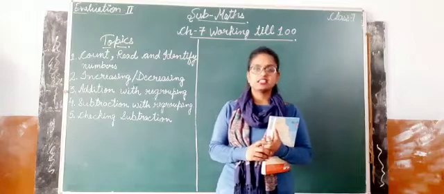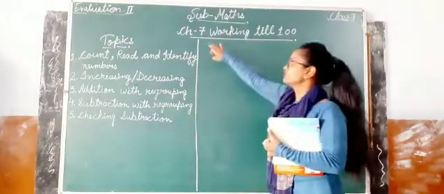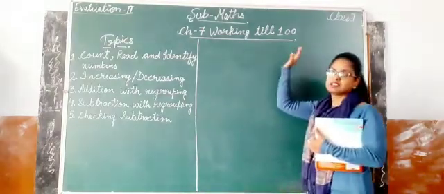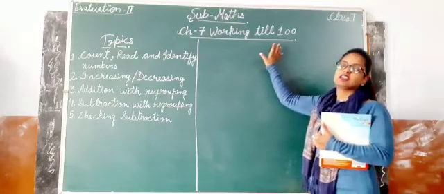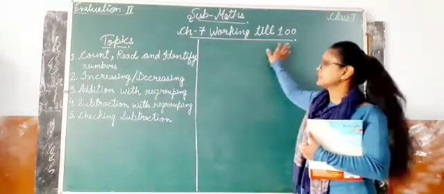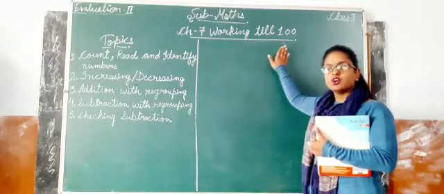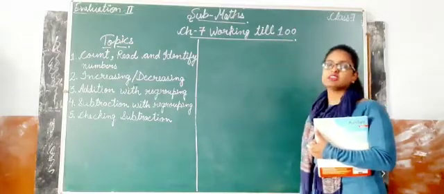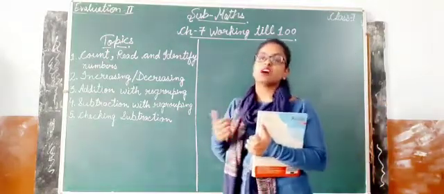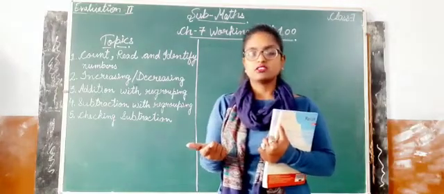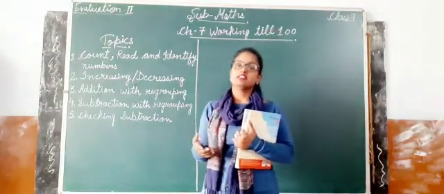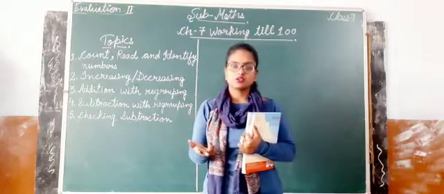So today in this class we will be discussing chapter 7, working till 100. By the chapter name only we can say that we are going to talk about numbers till 100, from 0 to 100. I hope you must remember your counting. You know how to count your numbers and you have memorized them well, because you have learned them in LKG and in UKG also.